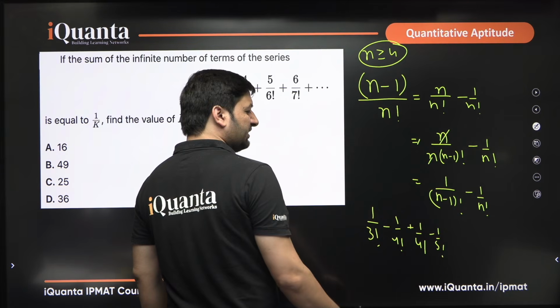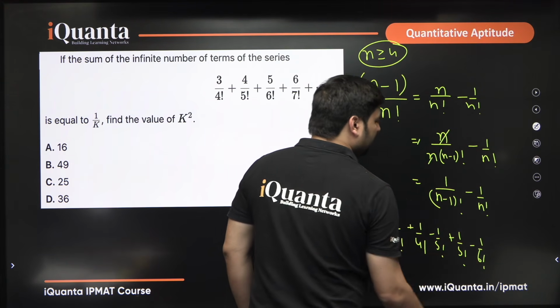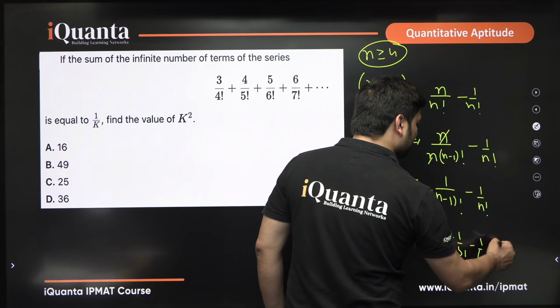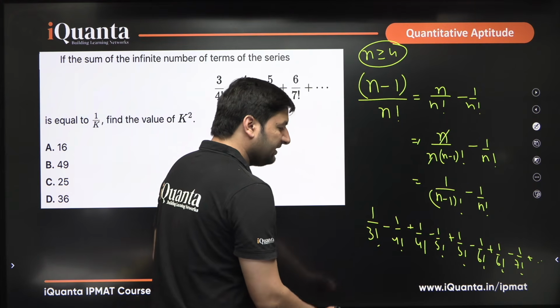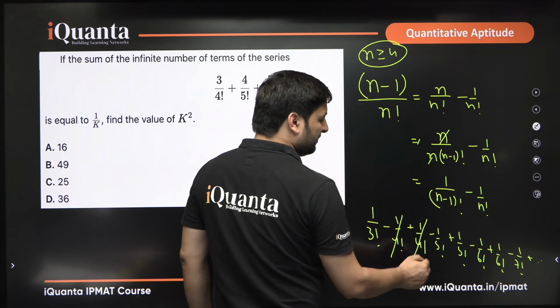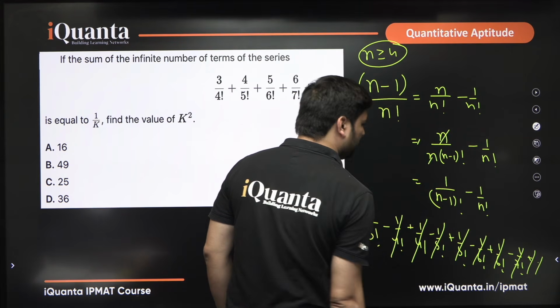Then put n equal to 6, I will get plus 1 upon 5 factorial minus 1 upon 6 factorial. Then put 7, I will get 1 upon 6 factorial minus 1 upon 7 factorial, and so on, so on. What do you see here? Plus 1 upon 4 minus 1 upon 4 minus 1 upon 5 plus 1 upon 5 minus 1 upon 6 plus 1 upon 6. So, each and every term that is going to come ahead will cancel.